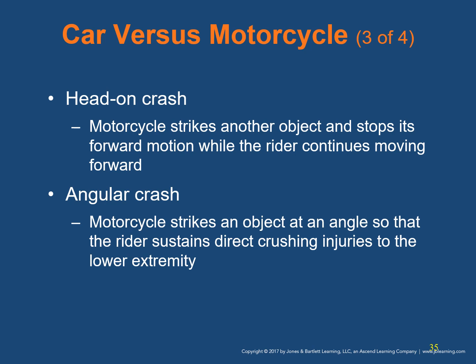Head-on crash. The motorcycle strikes another object and stops its forward motion while the rider continues his or her forward motion until stopped by an outside force. Angular crash. The motorcycle strikes an object or another vehicle at an angle so that the rider sustains direct crushing injuries to the lower extremities between the object and the motorcycle.